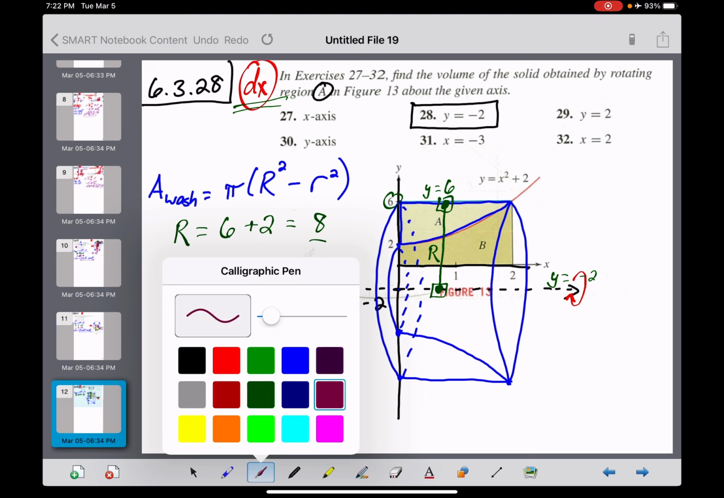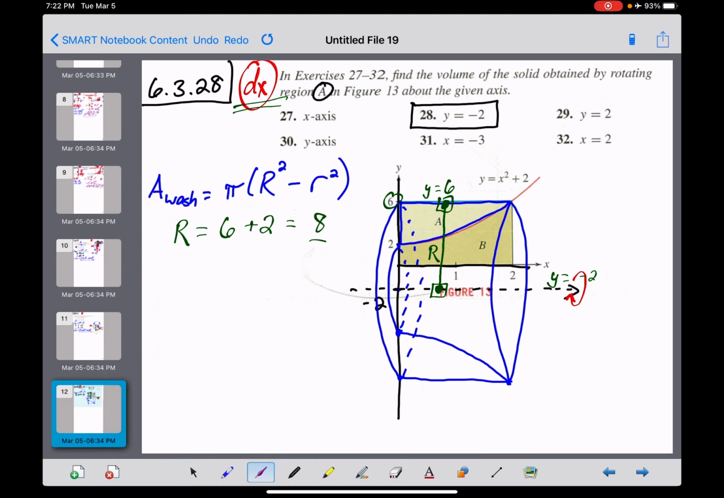All right, let's go purple now. Little r: again, we start at the axis of revolution, and we go to the original region, but we stop when we hit the first curve, and that is little r. So how long is r? What stops it on the top? That would be the function y equals x squared plus 2. And then minus the bottom border of little r, which is y equals -2. So minus -2 again becomes a plus 2, and that simplifies to x squared plus 4 for the length of little r. And I think you guys can see this.